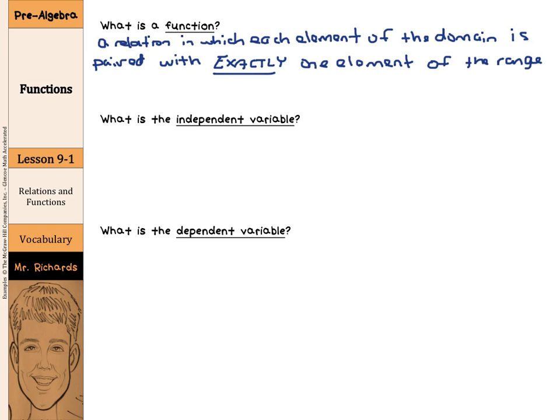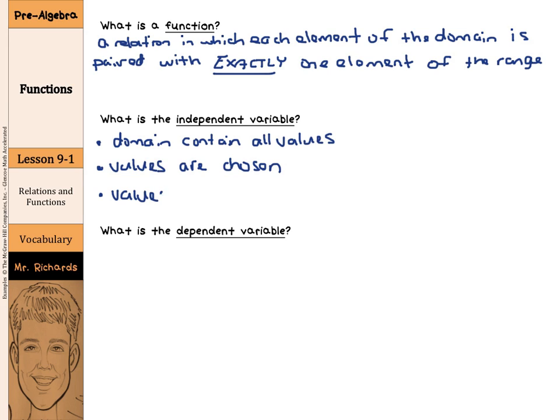Now, the independent variable, how can we describe that? Well, the domain is going to contain all values of the independent variable. These values are chosen, and these values do not depend on other variables.